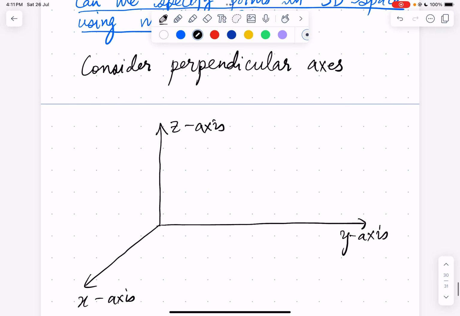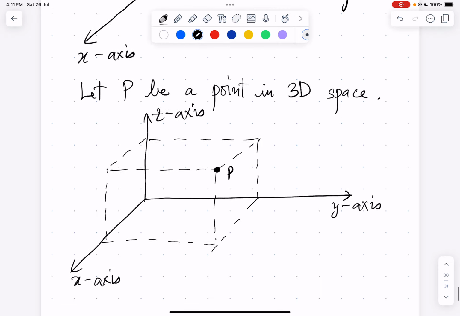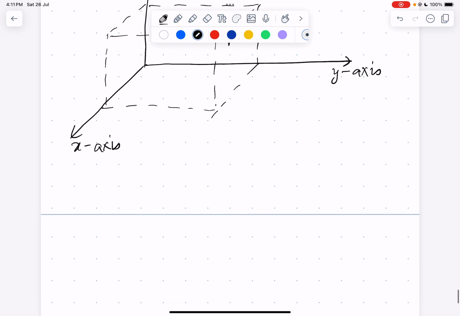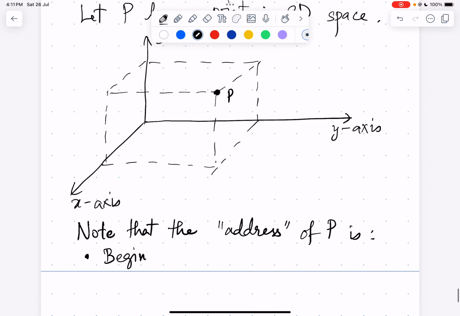So consider three perpendicular axes this time: x-axis, y-axis and a z-axis. Let P be a point in three-dimensional space. So now what is the address of P? Note that the address of P is, so in this case you can call this quantity x, call this quantity y and call this quantity z.